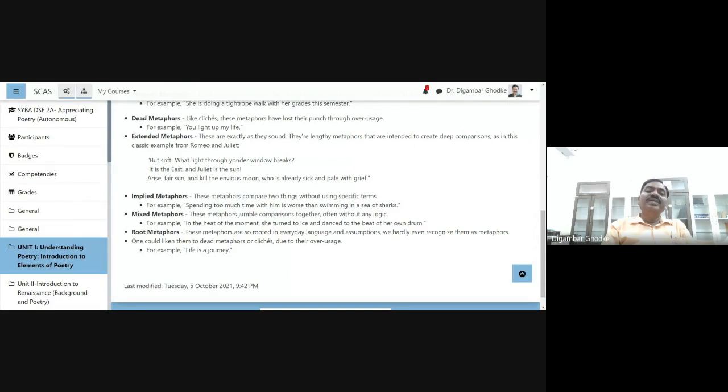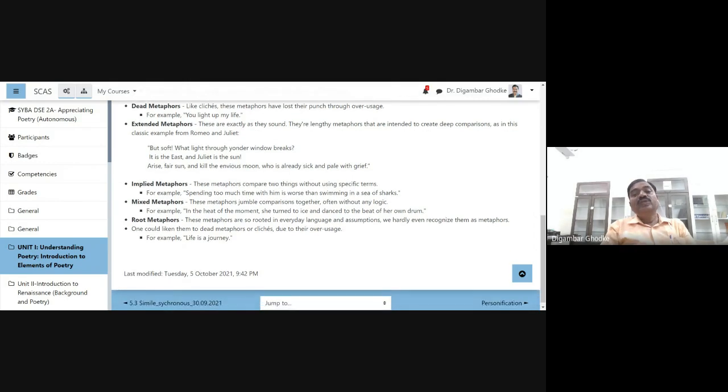Another is implied metaphors. The next type of metaphors is implied. In these kind of metaphors, two things are compared without using specific terms. As you see in the earlier examples, light is used, the sun is used, the moon is used. Okay. Now let's see the example of implied. Implied means something which has to be understood by the readers. समजून घेतलं पाहिजे आपण. Spending too much time with him is worse than swimming in a sea of sharks. Okay, this is an example of implied metaphors.